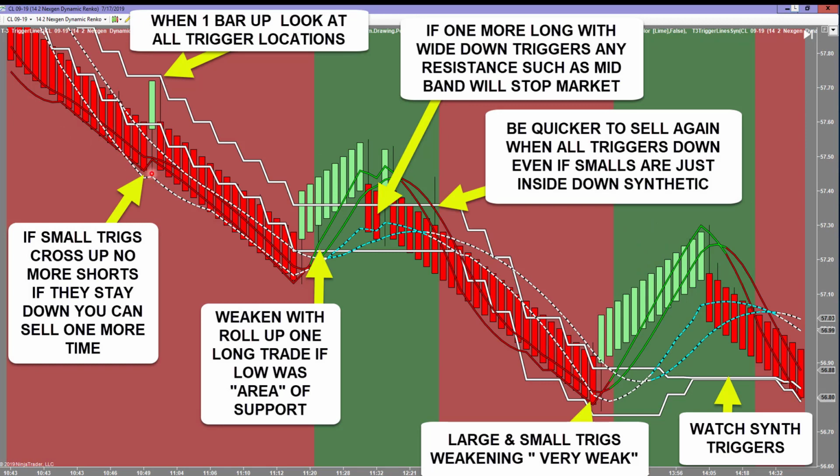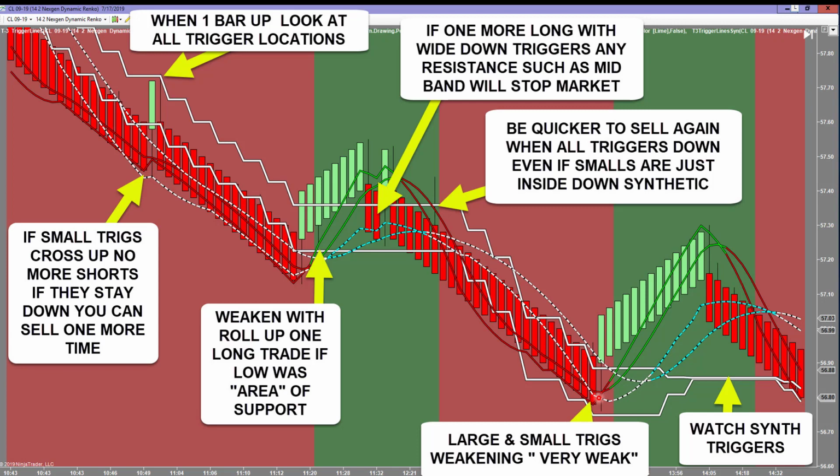Same thing, one more chart look. I just want to do one more and then we'll look at some examples. If the market is going down really strong and you get a bar up, if the small triggers remain crossed down, you're probably going to keep going short, especially if you have resistance here. If the small triggers are weak but they actually roll up, you're not going to go short anymore. You're going to be doing long trades, maybe one or two of them. If the synthetic triggers don't cross, which you can see in this case, there's no chance. Once the small triggers cross back down, we'll be going short again.